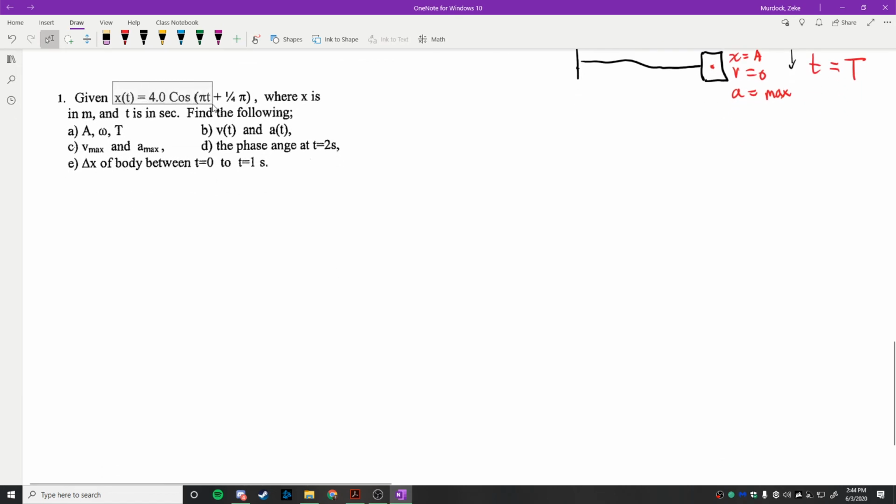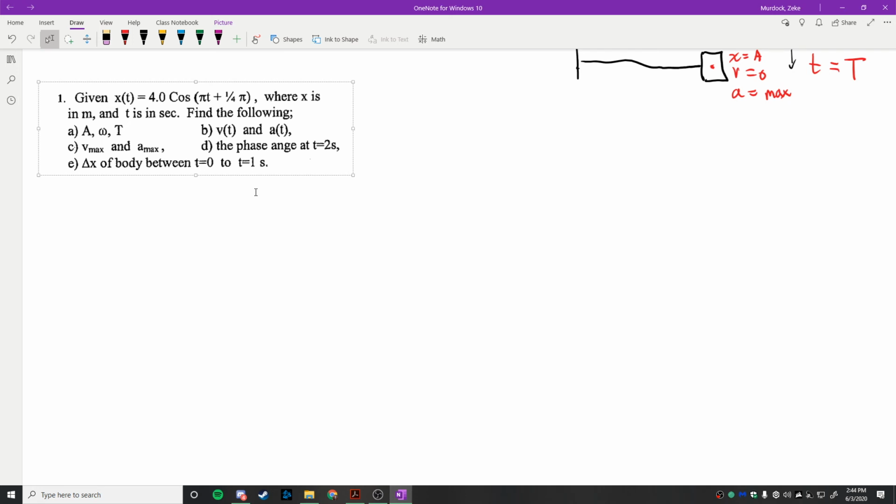Given that we know that an object is undergoing simple harmonic motion, and its position as a function of time is x = 4 cos(πt + π/4), with no units in here. I'll write the units in when I rewrite the function. Where x is in meters and t is in seconds. Find the following. We want to find the amplitude of the motion, the angular speed, the period T. We want to find velocity as a function of time and acceleration as a function of time, max velocity, max acceleration. This just means we're not going to do part d, and then part e is delta x. Okay?